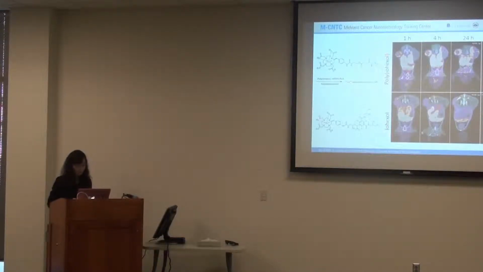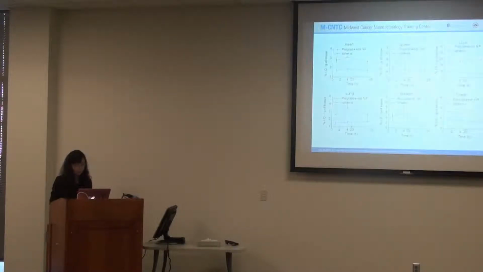By doing that, we use copper-64 to label both systems. Here I just show the final structure to show how to label them. Then by taking advantage of PET-CT, we can show the accumulation of the nanoparticles and the small molecules in the mice at different time points. Here are the tumors. By comparing to the small molecules, the nanoparticles show very good accumulation in the tumor regions, presumably because of the EPR effect.